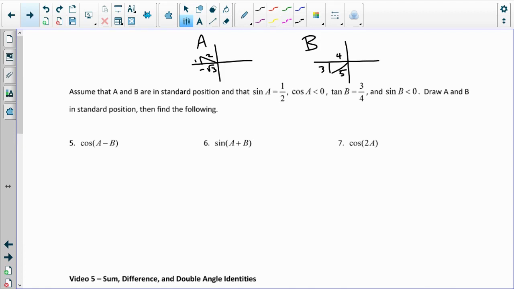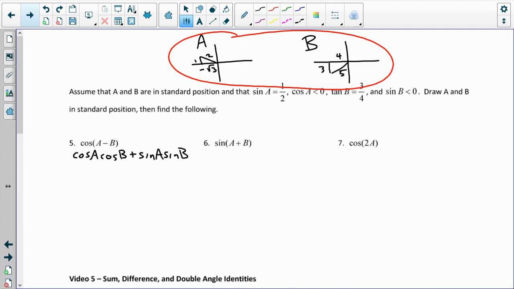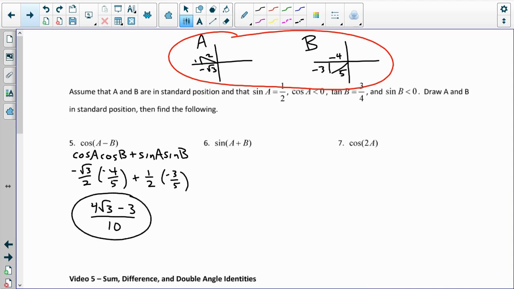So if I have cosine of A minus B, the cosine formula changes the sign. So cosine of A, cosine of B, plus sine of A, sine of B. So basically what I do is I use the triangles that I just drew right here, and then I end up with just subbing stuff in. So cosine of A is negative root 3 over 2. Cosine of B, I probably should have made all of these negative over here, that would have made it a little bit easier on me. The cosine of B is negative 4/5. The sine of A is 1/2. And the sine of B is negative 3/5. So now I just simplify things. So I have positive 4 root 3 minus 3 over 10, because notice the denominators multiply to 10 in both cases. So I get 4 root 3 minus 3 over 10.